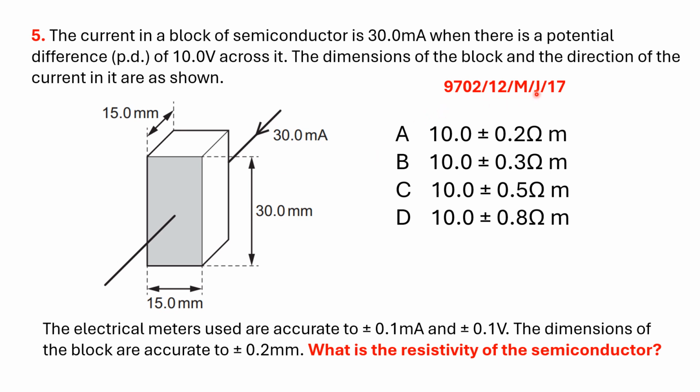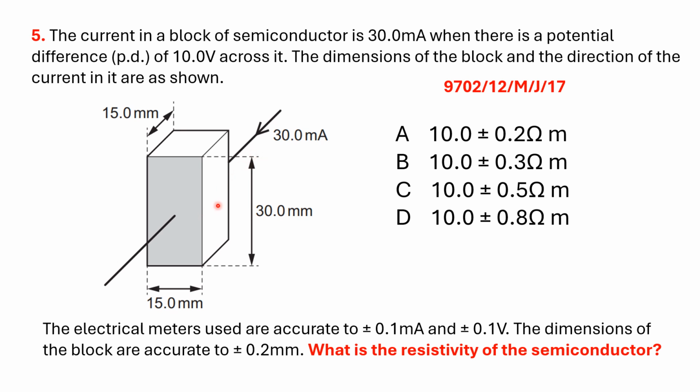This question is from May-June 2017, paper 12, question 5. It's about calculating the resistivity of a block of a semiconductor when a current of 30 milliamps is flowing through, and it provides the voltage across the block.